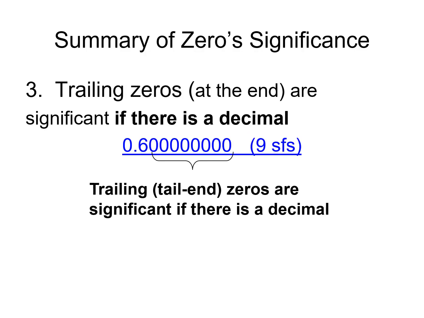Trailing zeros are significant if there is a decimal, no matter how many zeros there are. 0.600000000. Those 8 zeros at the end are significant. The 0 in front is not. That's simply written to show you where the decimal is. So this number has 9 significant figures.